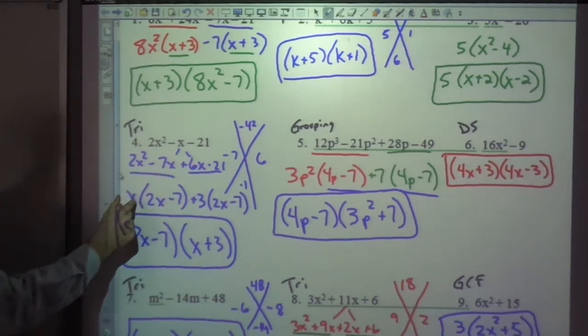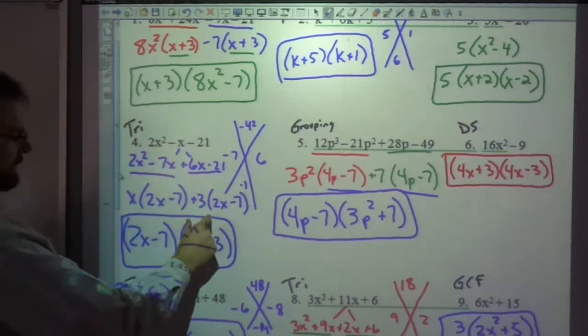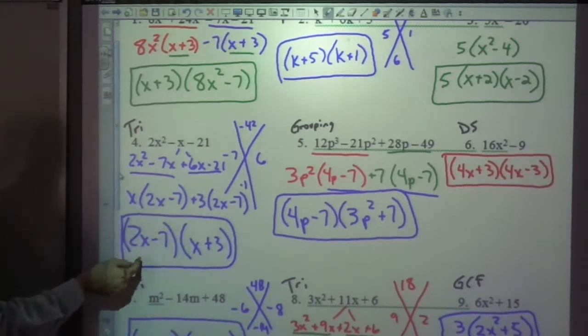And then here the greatest common factor is x. Here the greatest common factor is 3. They have the 2x minus 7 in common. I pull that out. X plus 3 is left over.